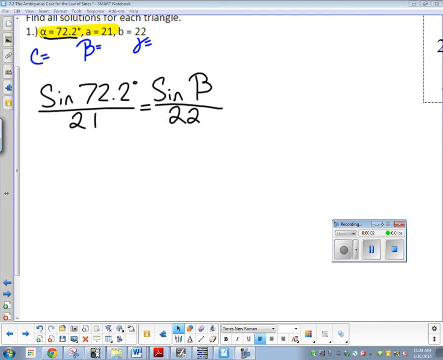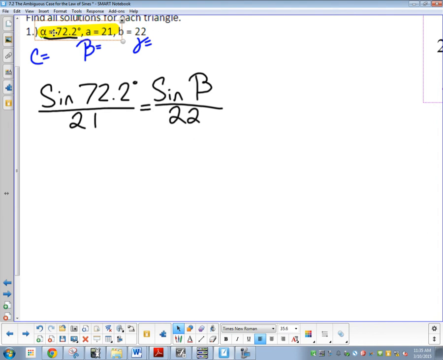So this is an ambiguous case of law of sines triangle. We are given 3 bits of information. Since I had alpha and A, I set up a law of sines problem. Since they told me B, I put B on bottom, that 22 on bottom, and I'm going to find sine of beta on top. Okay, there's my setup. My goal is to solve for beta. So I want to get beta by itself.